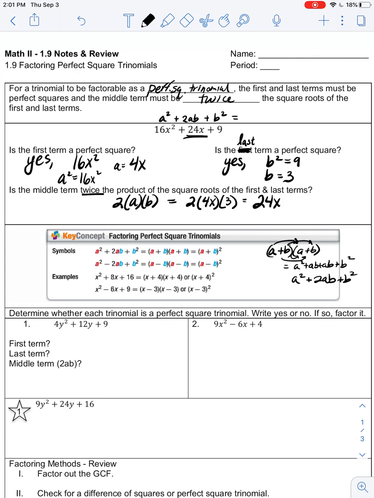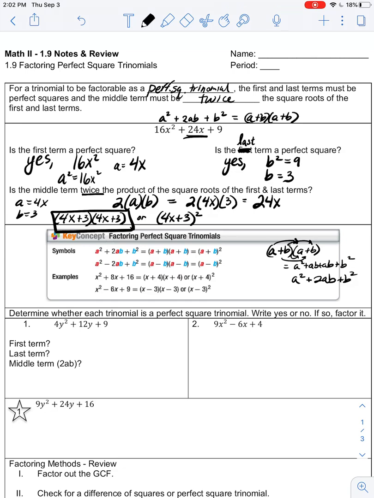So the pattern is that a squared plus 2ab plus b squared is equal to a plus b times a plus b. So we know that a is 4x and b is 3. So this is going to be 4x plus 3 times 4x plus 3, which is the same thing as 4x plus 3 squared. And you can write it either of these 2 ways. They're both correct.